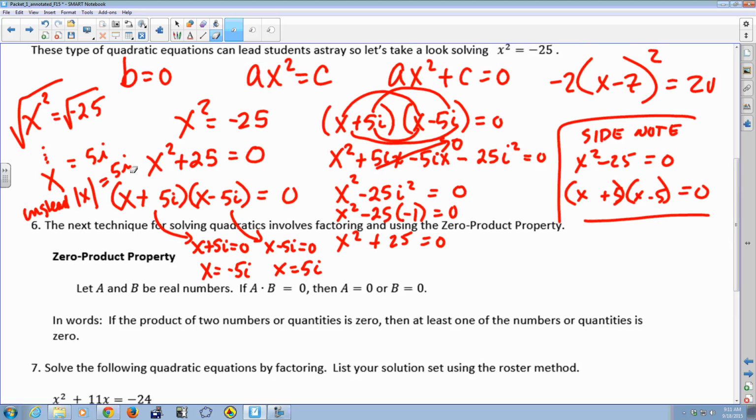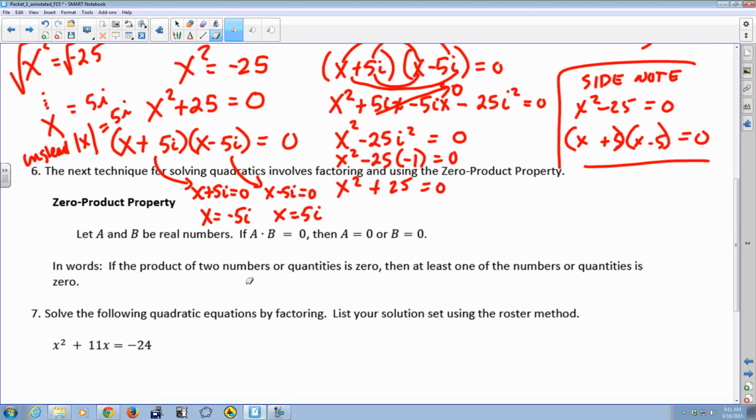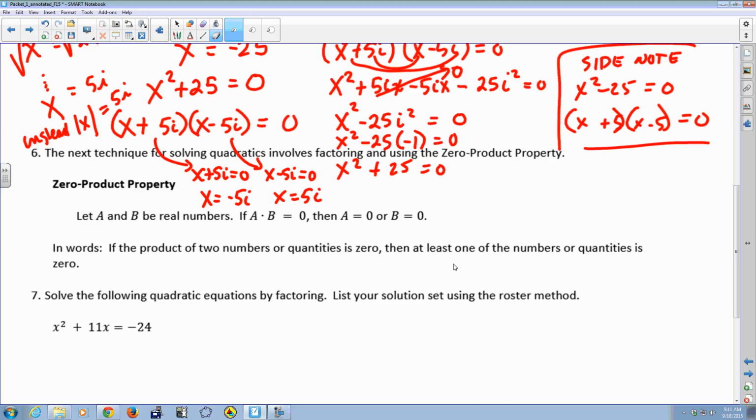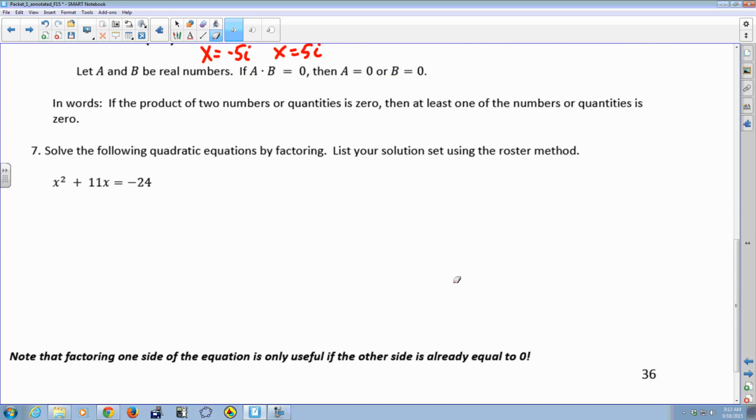Okay, so this idea that I just showed you uses this strategy and property for solving quadratic equations. If you have two things that you multiply that equals 0, you know one of them has to be 0 for the product to be 0, or both. A times B equals 0. So here's a situation where we can solve a quadratic equation by factoring.